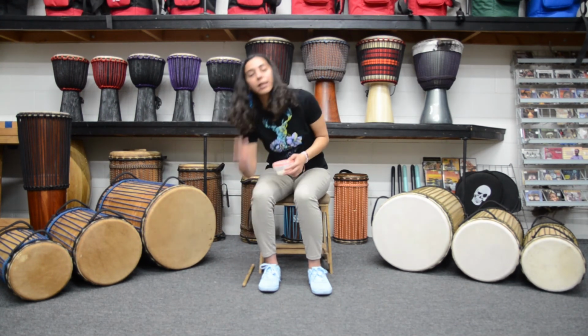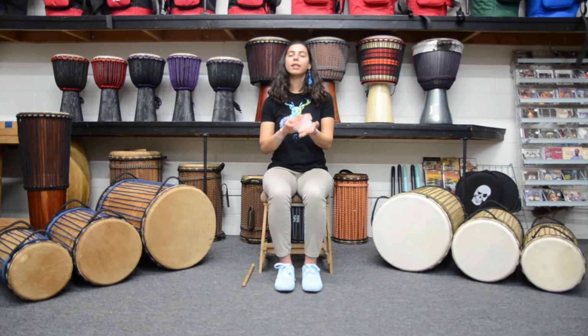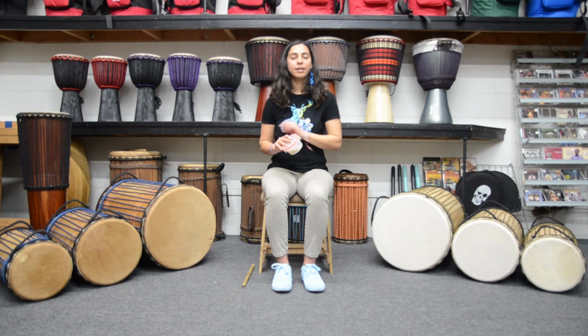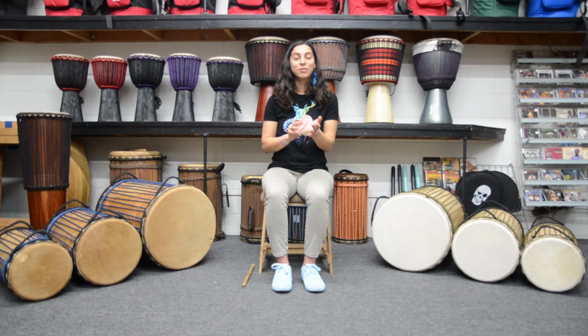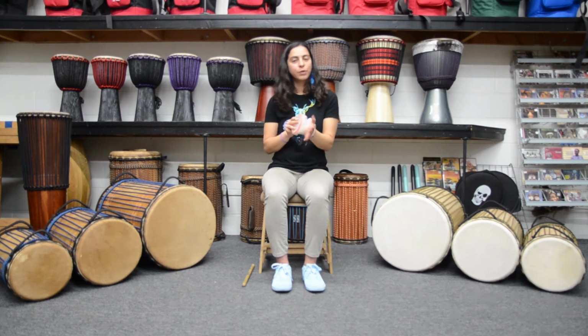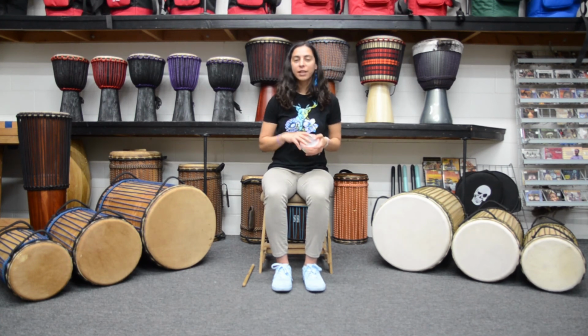So let's try to see how many syllables we have in dunun ba. Okay, let's try that again. Dunun ba. That is D-U-N-U-N-B-A. Dunun ba. Let's go. That's 3 syllables. Let's do that again. Dunun ba. Let's go. 1, 2, 3. 1, 2, 3. 1, 2, 3. Very nice.